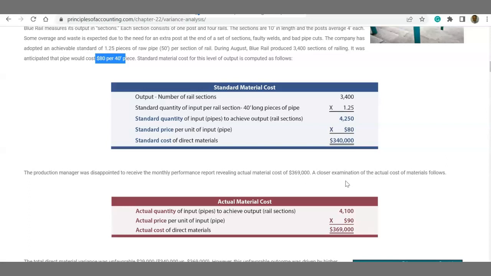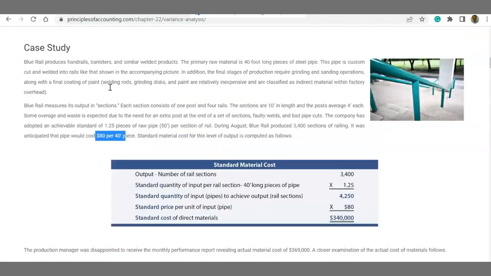And a closer examination of the actual cost of material follows. Actual quantity of input of pipes is 4,100. Actual price was $90. Actual cost of direct material ends up to be $369,000. Now, how many pipes as standard do you need to use? You need to use 4,250 pipes as a standard, right? And you need that much because you have a little bit of waste also. Remember here, we were talking about a little bit of waste.